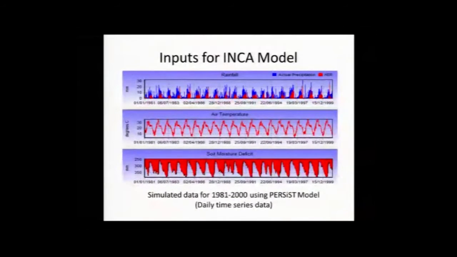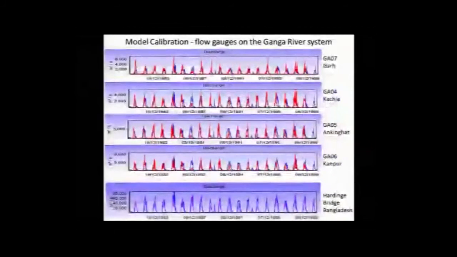This is basically daily rainfall data, the hydrologically effective rainfall data, the temperature data, and of course the soil moisture deficit data. INCA requires the data set on a daily scale. And then of course, as I said, we had limited data to calibrate the flows, but we did the calibration at about 4 or 5 stations along the main stem of the Ganga in the Indian part, and this is the data for the Harding Bridge in Bangladesh.